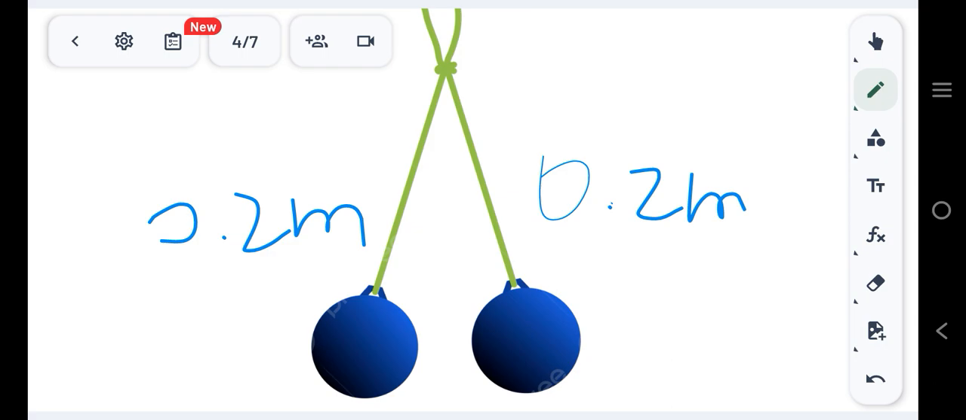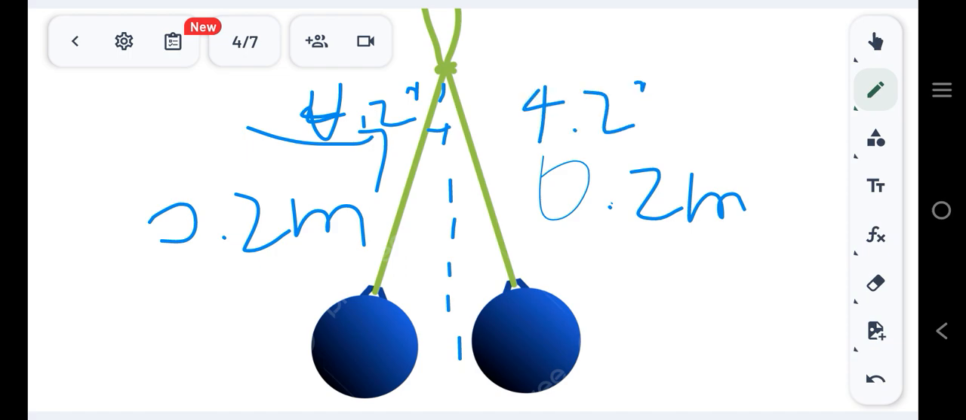The length is 0.2 meters, but then there is the angle of the string from the vertical axis, the center. The angle of each string towards the vertical is 4.2 degrees. On the other side, it's 4.2 degrees as well.